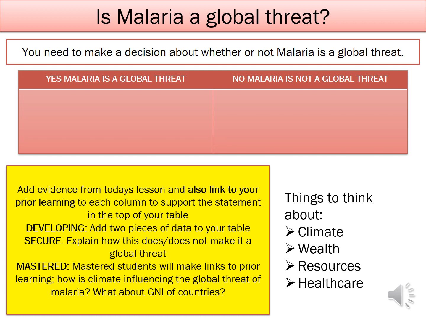On the side, you've got some things to think about. So things you could link it to climate. Okay, what's the weather like in those areas? Wealth, how much money do they have in different regions across the world? Resources, so that could link to healthcare, it could link to clean water, could link to food. And then finally, healthcare. Again, how can you link this global threat to any of those 4 different ideas, just to help you complete this last task? So make sure you've created this table. Once you've done that, you can pause the video and have a go at completing the tasks that I've just explained.